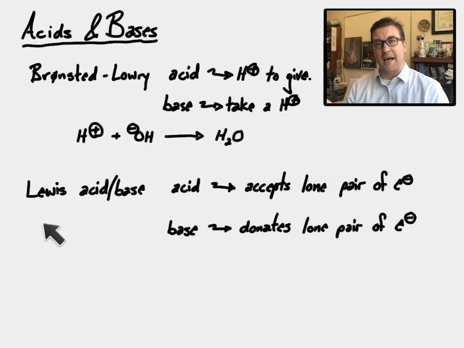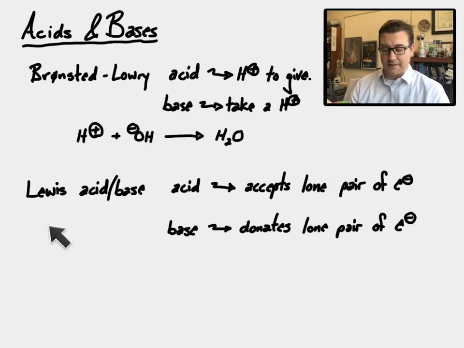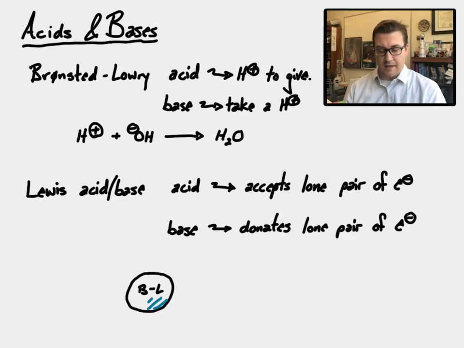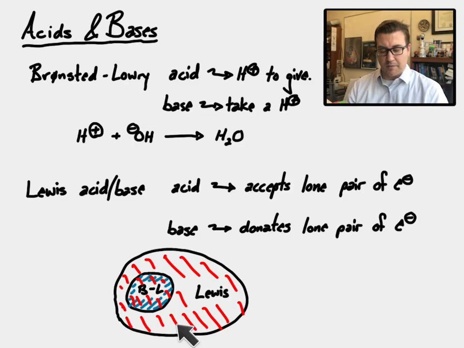Now, Lewis acids and bases are slightly different from Bronsted-Lowry acids and bases. Lewis defined an acid as the ability to accept a lone pair of electrons, and a base as something that donates a lone pair of electrons. If you look at a Venn diagram, with Bronsted-Lowry acids and bases in this circle, the Lewis definition would completely surround that circle and include it.